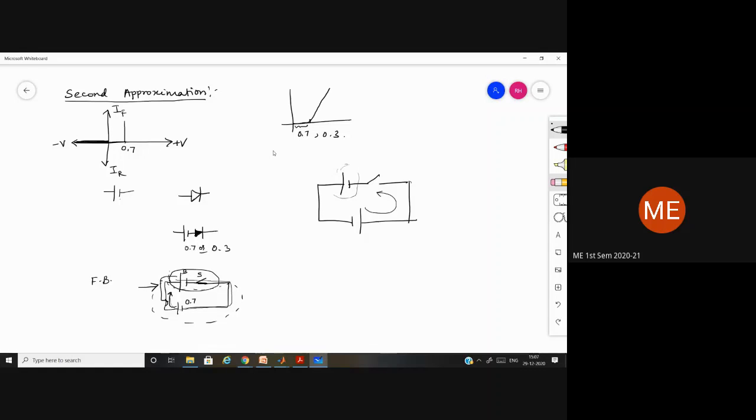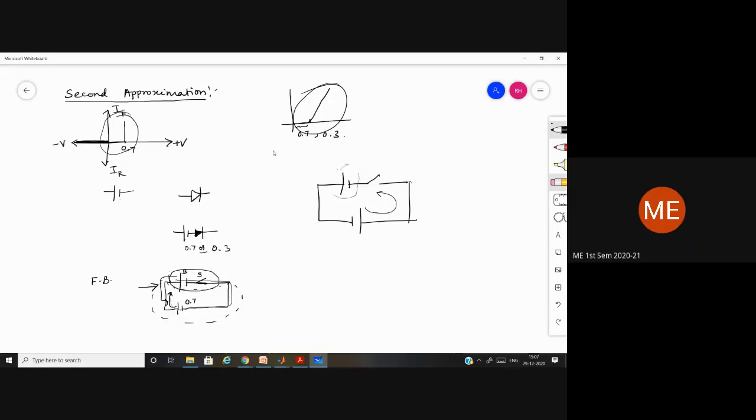Now they again compared this curve with the actual curve. Are the two curves matching? No, sir. No, it is not matching, because this is a straight vertical line, but the actual one is a slope. Again, the second approximation failed.